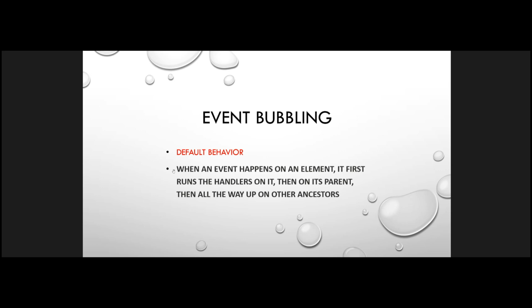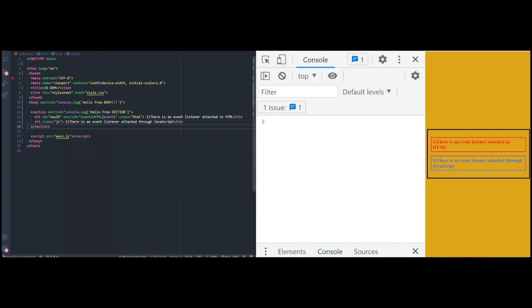Now, what it is, is that when an event happens on an element, it first runs the handlers on that element, right? If it has more than one, it'll run both of them. Then it'll go to that element's parent and run all the same event handlers on that. If it's type click, it's going to run all the type clicks on that element, then on its parent, then on its grandparent, all the way to the window object even. Okay. Now, let's see how that works in action.